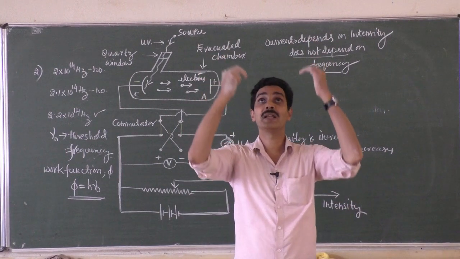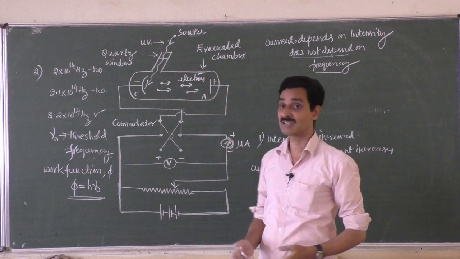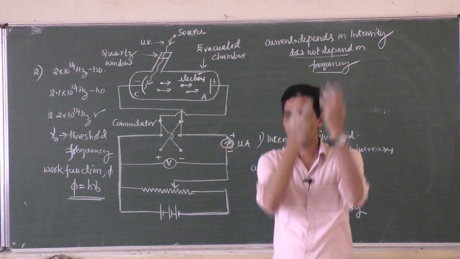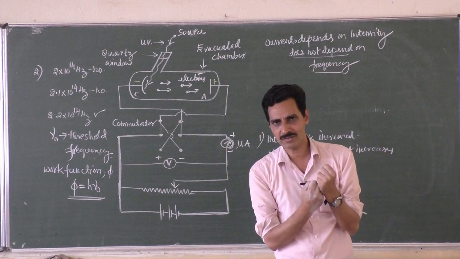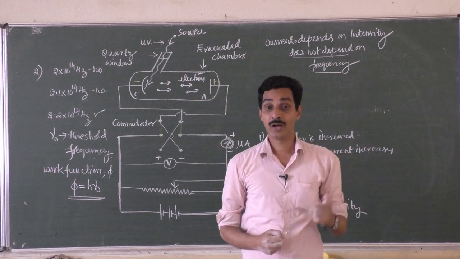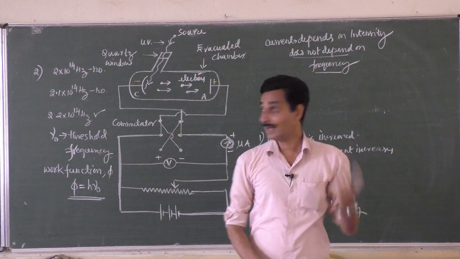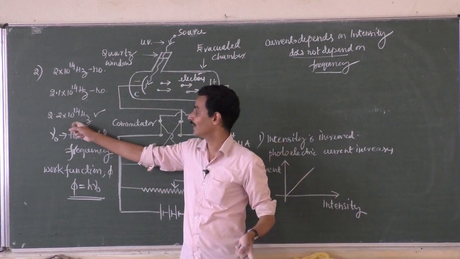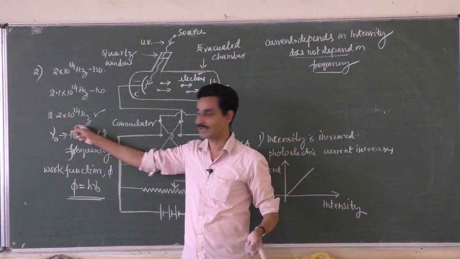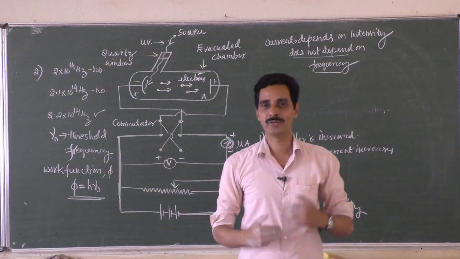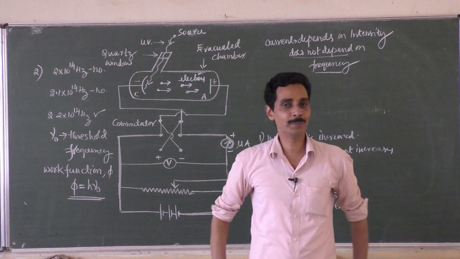So somebody will supply energy in the form of ultraviolet radiation, and photons of ultraviolet will fall on them. They are sitting inside, they absorb the energy from the ultraviolet photons, and they come out. Now they first check whether that energy is enough or not. If the energy is enough, if the frequency is enough, 2.2 into 10 to the power 14 hertz, if the frequency is the threshold frequency, that is just enough to come out, they will come out and they will simply stand like this.